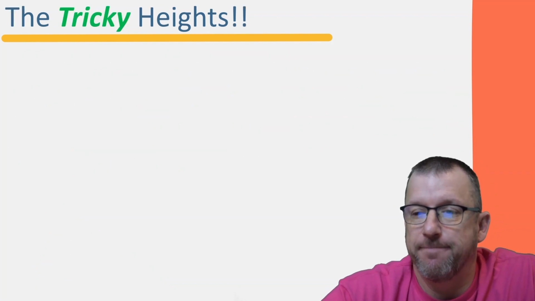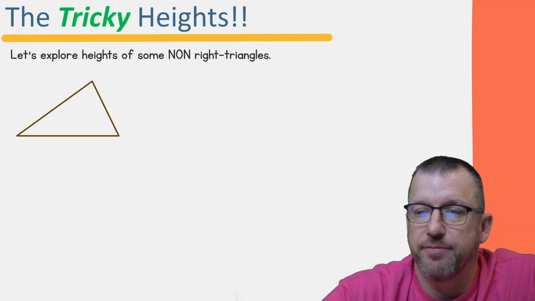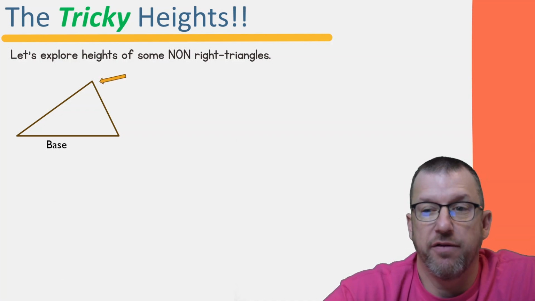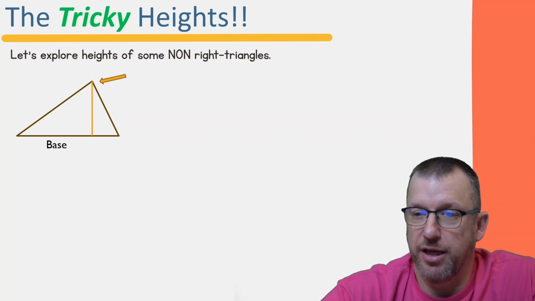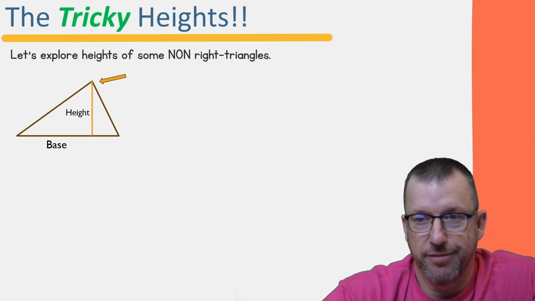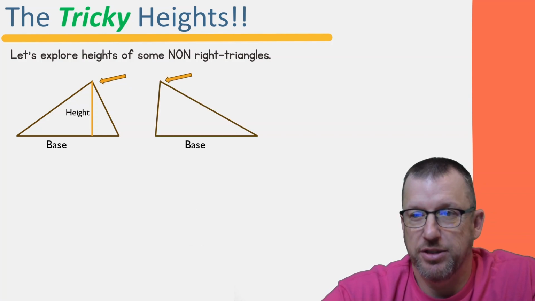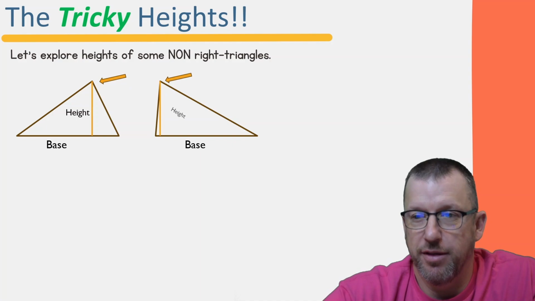All right, so that would be the height. So let's look at a couple. All right, so where's the base? Pick any side. I chose that one. Where's the height? You find the opposite angle. You draw a line straight down, and there's your height. Simple, right? Same with this one. There's the base. There's the top. Straight down. There's the height.